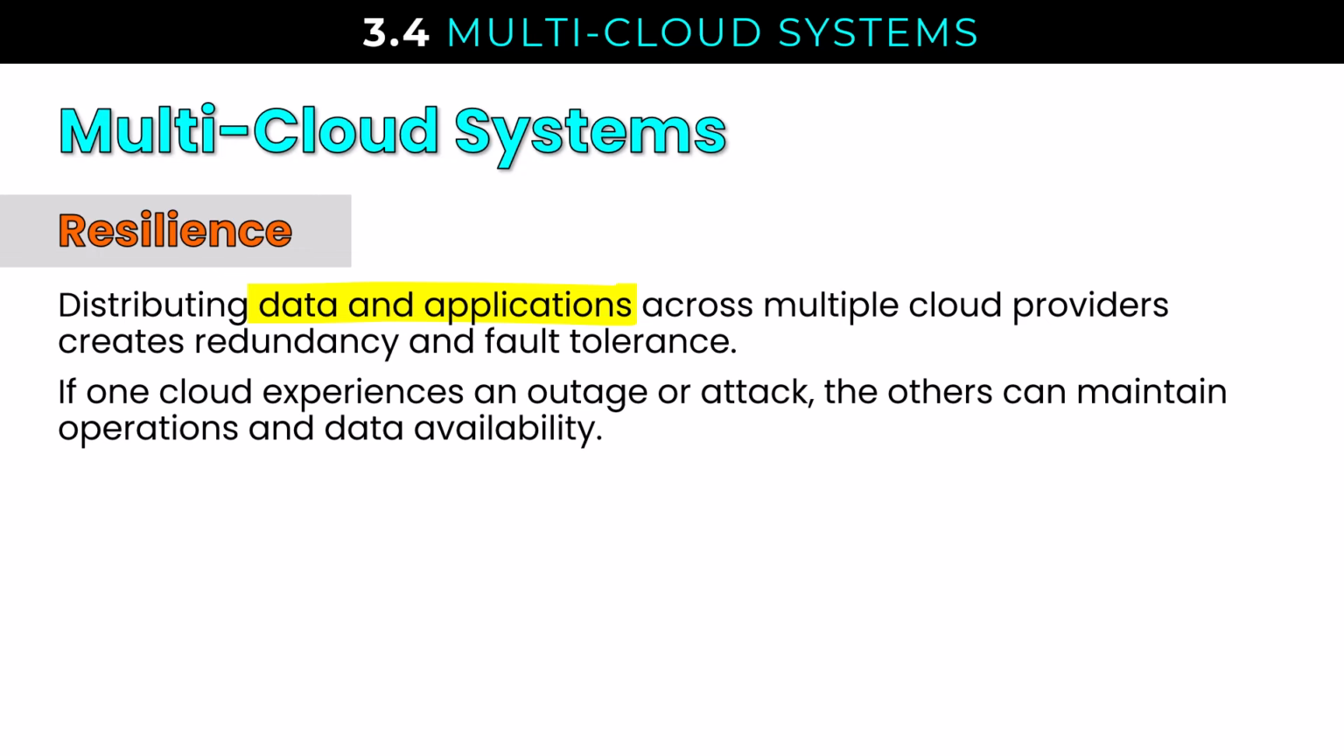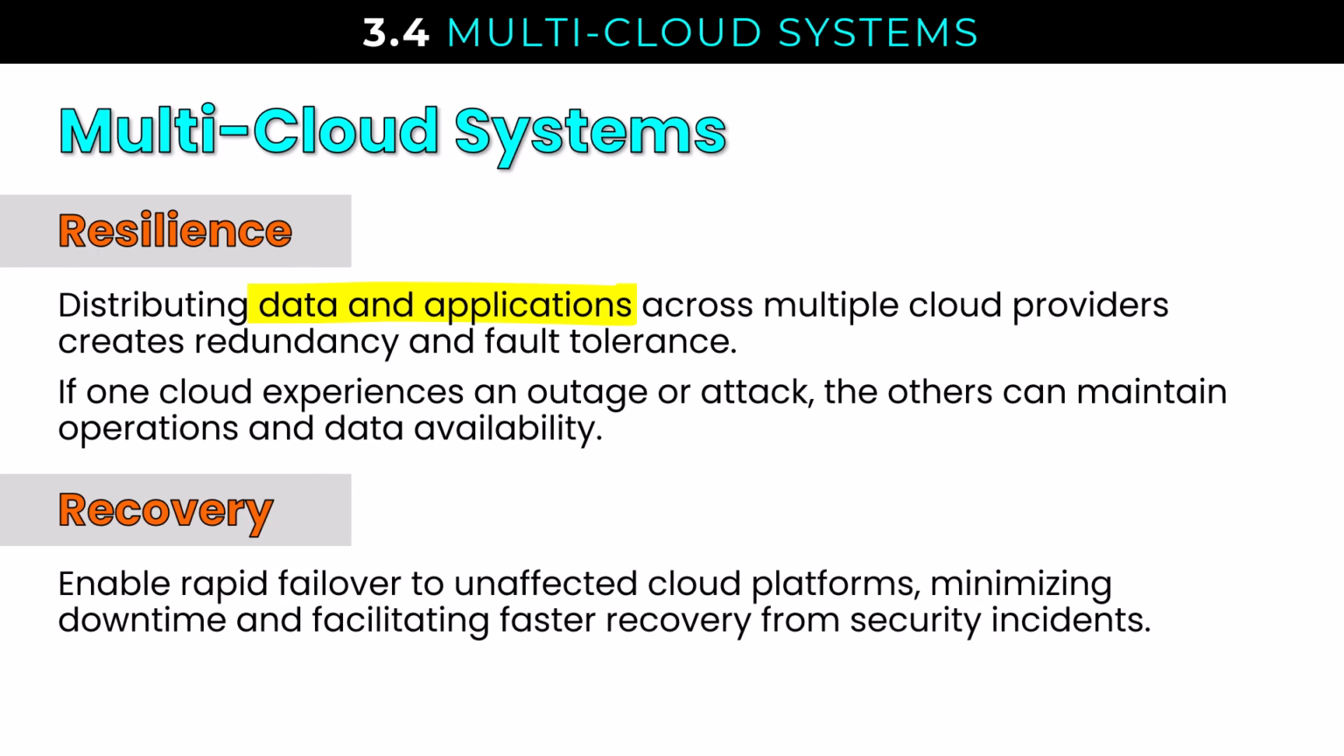And from a cyber attack perspective, it indirectly works as a method of segmentation, because when AWS is affected, Azure and Google Cloud Platform would likely remain unaffected. But from a recovery perspective, this buys us a great deal because it enables rapid failover to unaffected cloud platforms, minimizing downtime and facilitating faster recovery from security incidents.